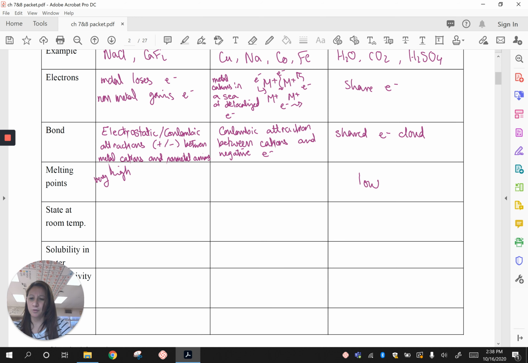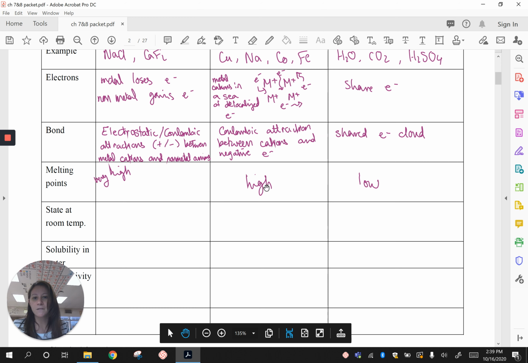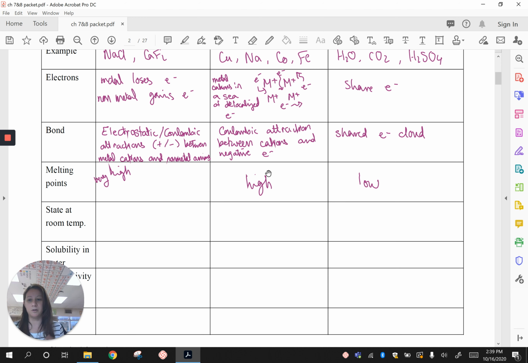With metals, have you ever tried to melt a metal before? Well, maybe you've soldered before. So some metals have relatively low melting points, but most metals have pretty high melting points. So I'm just going to say high. Not as high as ionic, but pretty high compared to covalent. And it all has to do with something called intermolecular forces, which we're going to learn about in this chapter a little bit later.